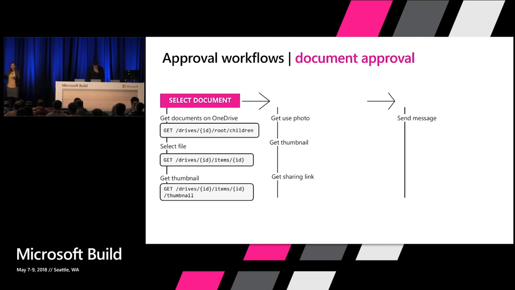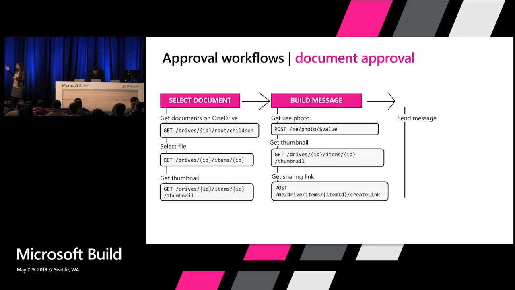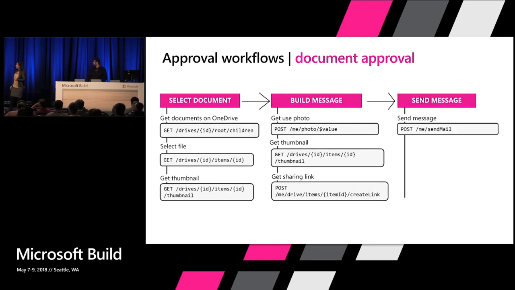We're going to build one of these actionable adaptive cards. And then we are going to send that message. So the second thing that we're going to do is build that message with the file information and the user's information. And then we're going to send that message, and we're going to see it in OWA with the adaptive card. Let's go to the demo.